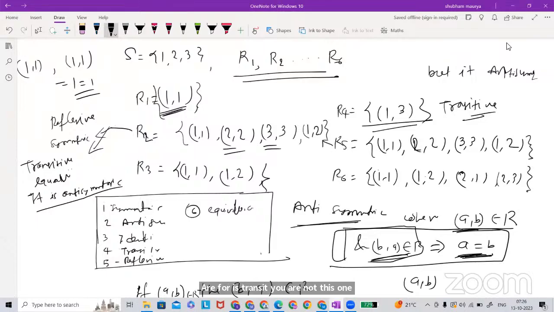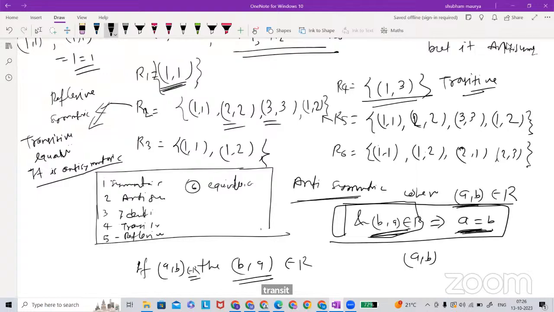Why is it transitive? Because we did not have any element to compare it with. There is no element to compare, so the same thing will follow here also. If AB is there and B is there, then it says equality. If the second element is not there, then how will we compare? Then how will we equate them?